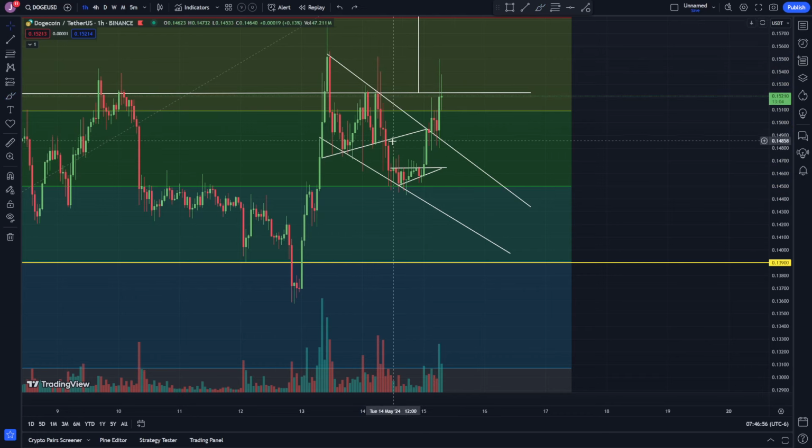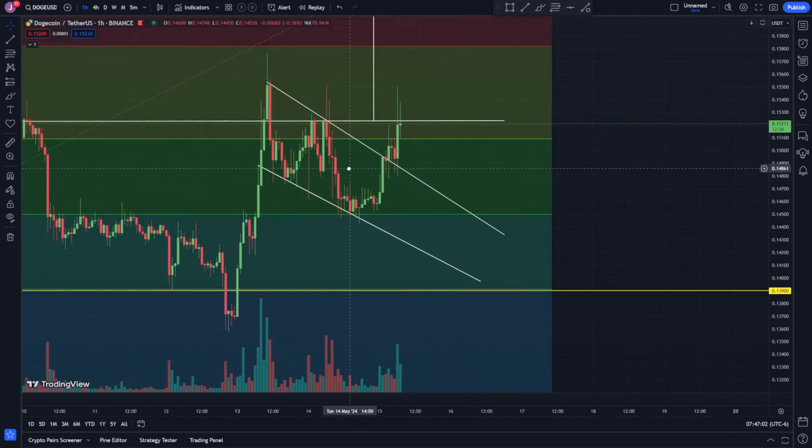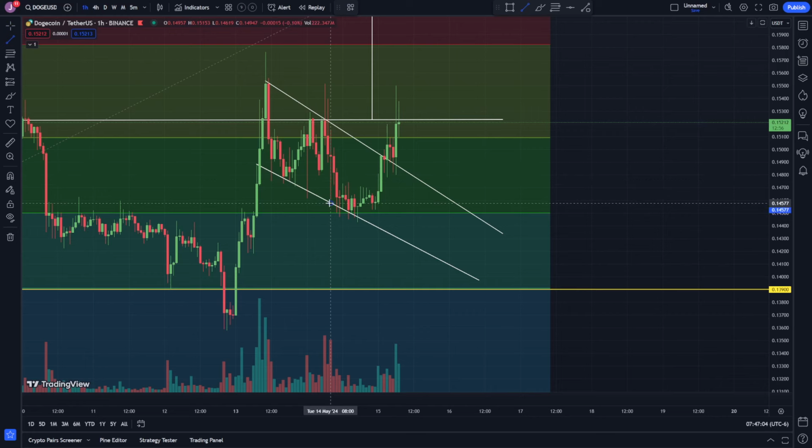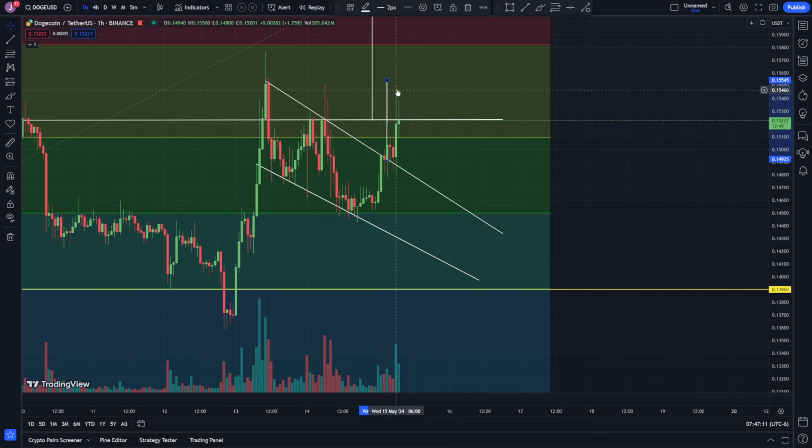Let's go ahead and delete this one. We don't need that anymore. Let's delete this one too, and this one it already kind of happened. And then we could drag from the bottom to the top and drag this to the breakout, and we're looking at a target. We pretty much already hit that target. In my opinion, we came up to .15502. The target is around .15545.